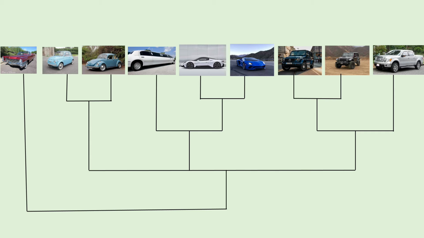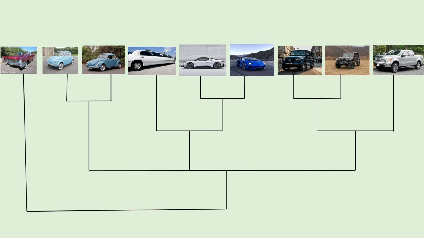So the first branch of this tree is grouping together short cars. The second is grouping together longer cars. I've made the two cars on the right more closely related because the limousine on the left is notably different in its length.